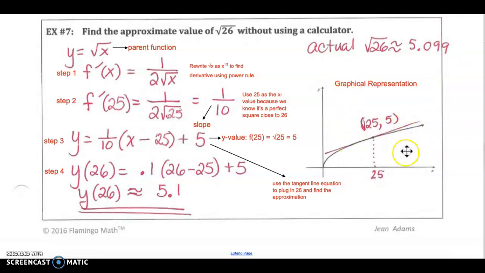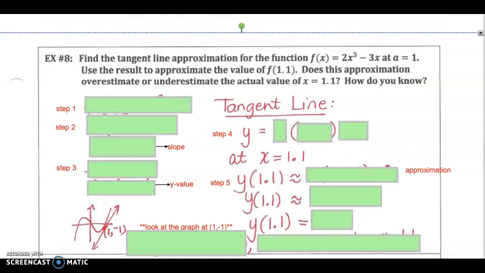So if we look at the graphical representation, here's x is 25. We're just pretending this is the exact value right here. Our tangent line would be right here. And so that tangent line lies above the function. The function square root of x is that black line, and our tangent line is above it. So that means our approximation is going to be above the actual value. Like this, 5.1 is a little bit above 5.099, but it's a very good approximation. It's pretty close. If it was below, it would be an underestimate, which is important in this example.